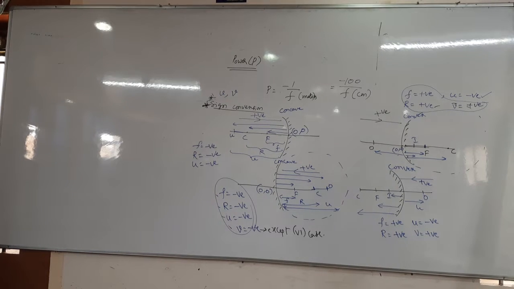Next point. In case of a convex mirror, F, V and capital R are always positive, and U is always negative.